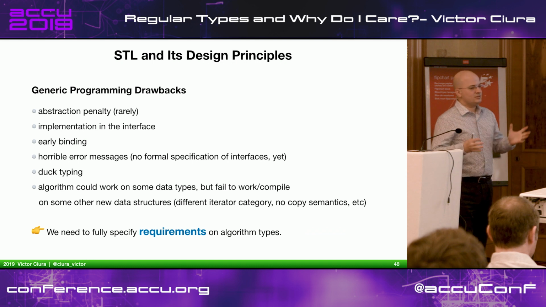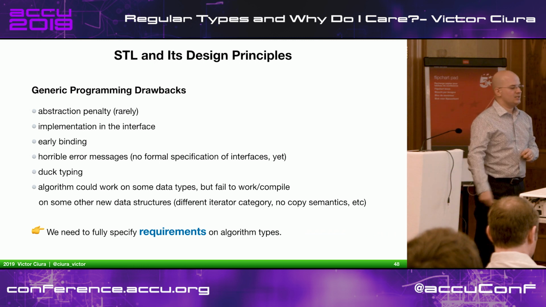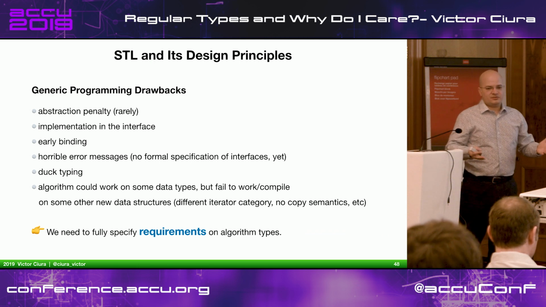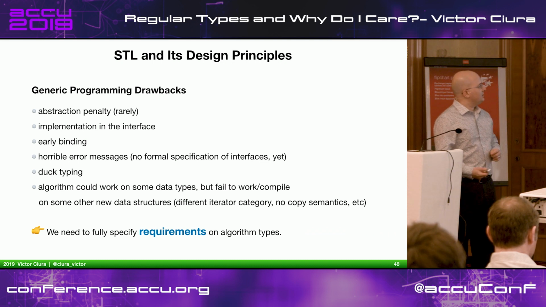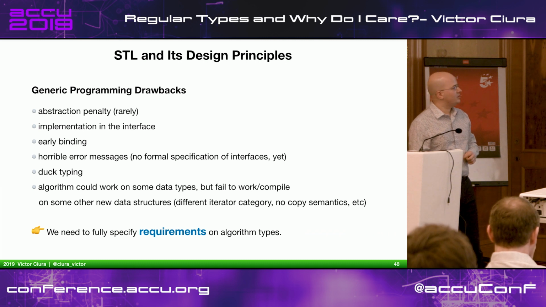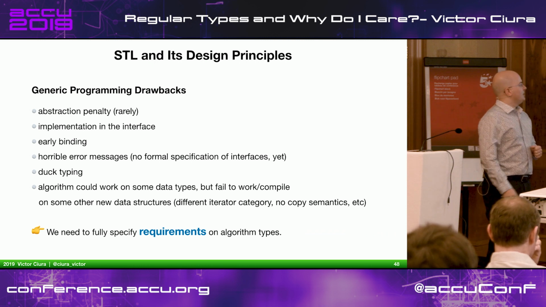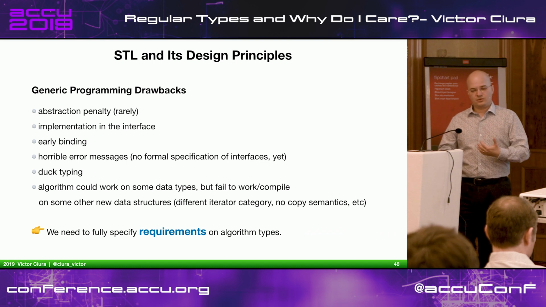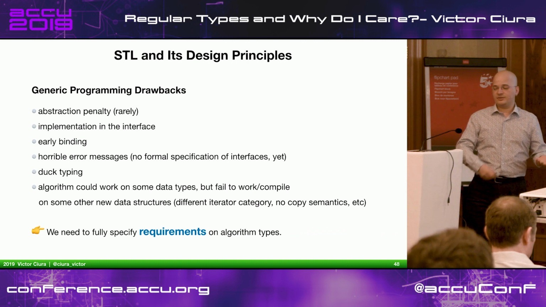And yeah, it's all nice and good, but it does come with some drawbacks. For example, sometimes we have an abstraction penalty, although nowadays that's more rare. We have the implementation interface. In the interface, we want inlining, we want templates, we have to live with that. Early binding, sometimes horrible error messages because we don't have a formal specification of interfaces yet. Duck typing, and algorithms could work on some data types but fail to work on others, or further modifications in the data structures later on might break algorithms.